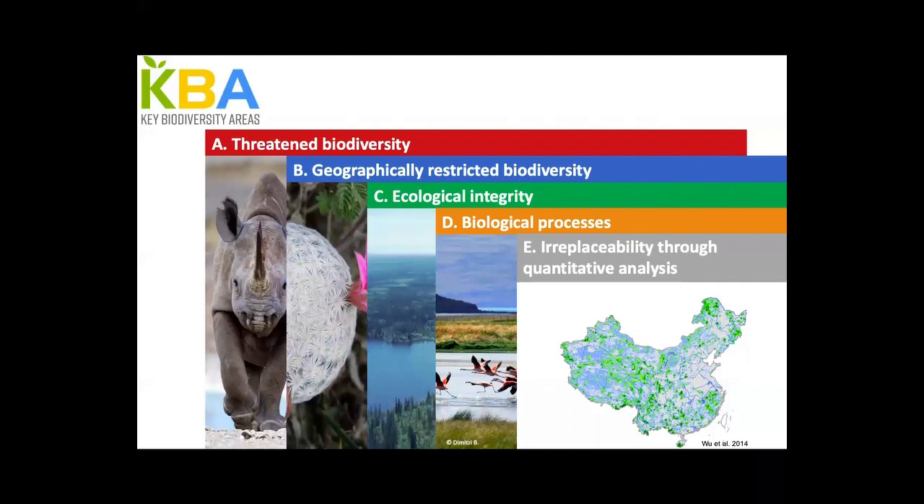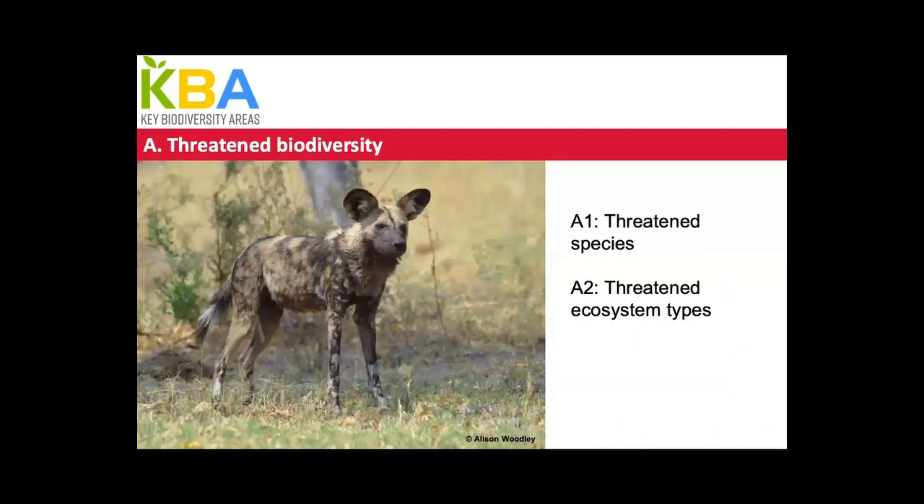The KBA standard comprises 11 criteria clustered into 5 higher level categories that identify sites contributing significantly to the global persistence of threatened biodiversity, that's group A, geographically restricted biodiversity, group B, ecological integrity, group C, biological processes, group D, and irreplaceability as determined through quantitative analysis. I'm going to go through each of those in turn, providing a little bit more information.